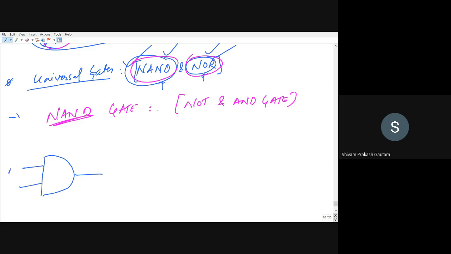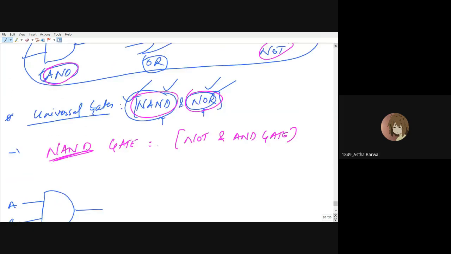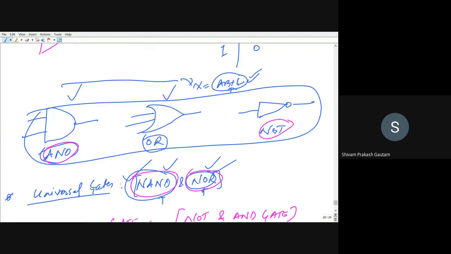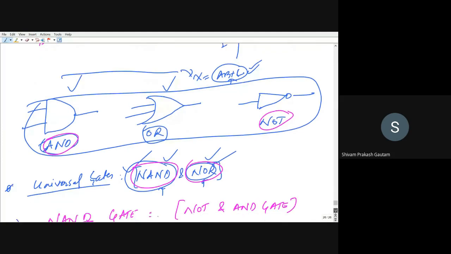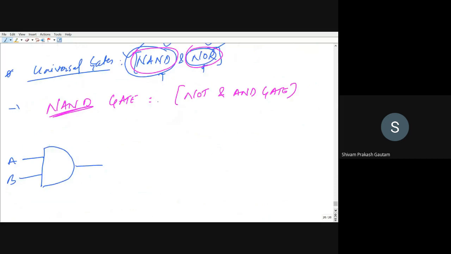We have this as an AND gate with inputs A and B. Sir, in a NOT gate there is always one input. Yes, there is always one input in a NOT gate. So this is an AND gate, and I can pass its output through a NOT gate. This is my NOT gate. So this will be my output.